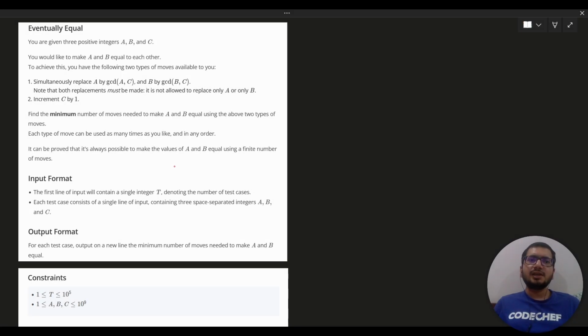The problem is Eventually Equal. The problem difficulty is easy and there are no prerequisites. Let's have a read at the problem.